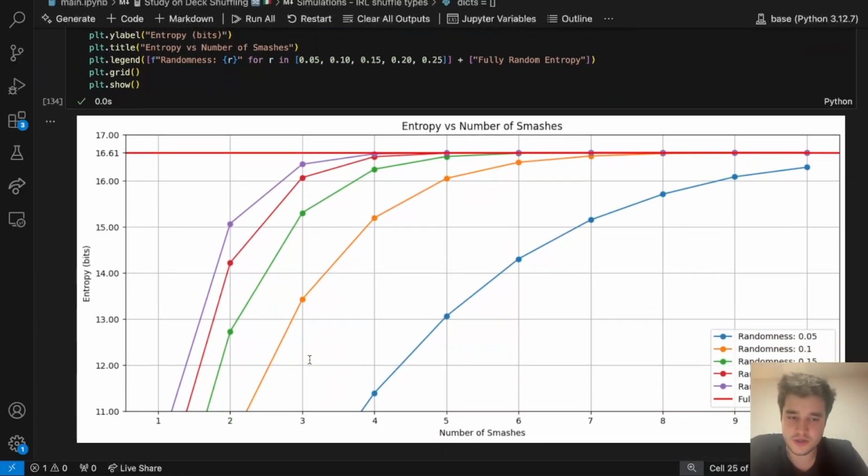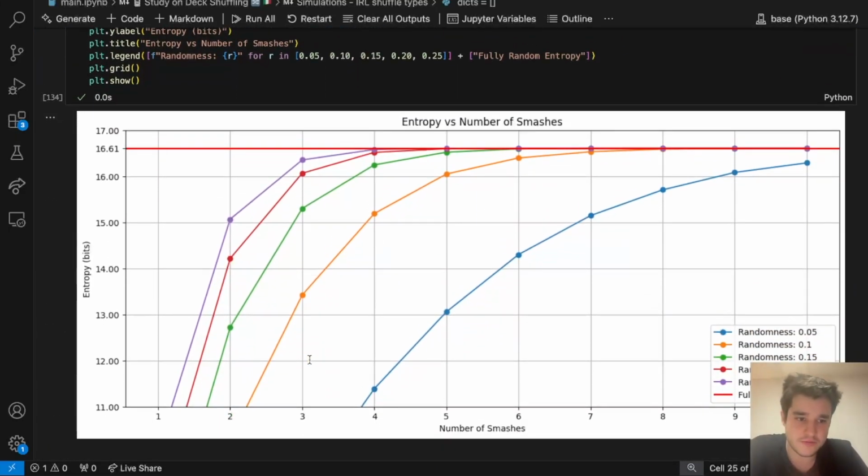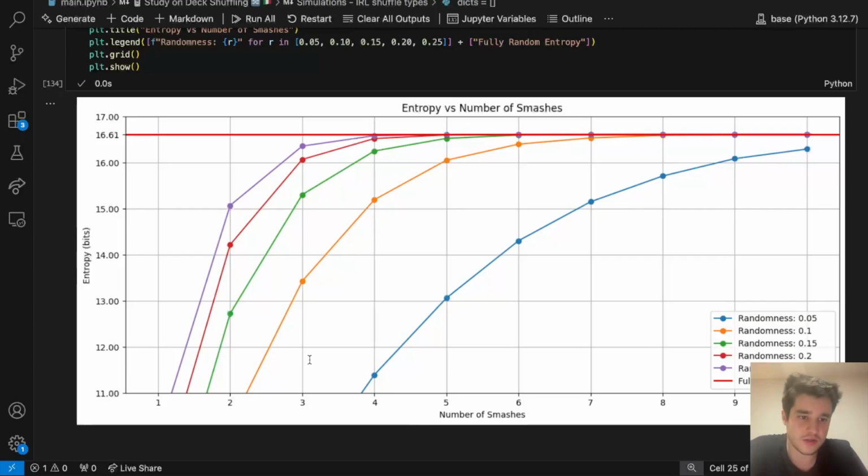And I've plotted this here for you. As you can see on this graph, we have randomness values on the right. This is the colors of the curves. And then we have the number of smashes, so the number of smash shuffles you do with the deck.